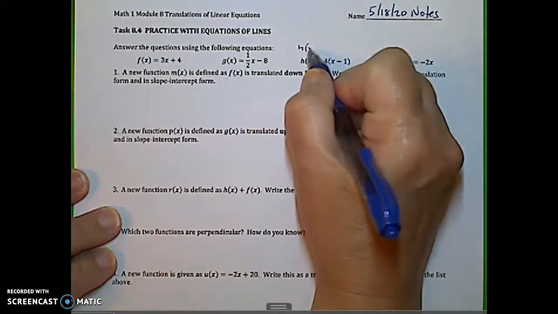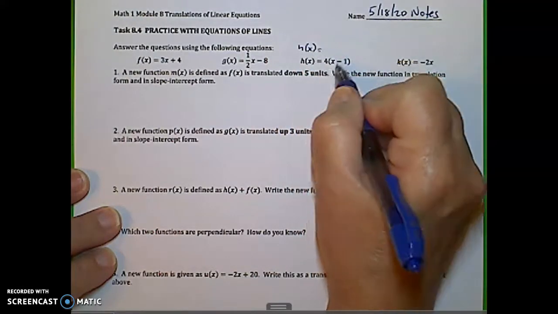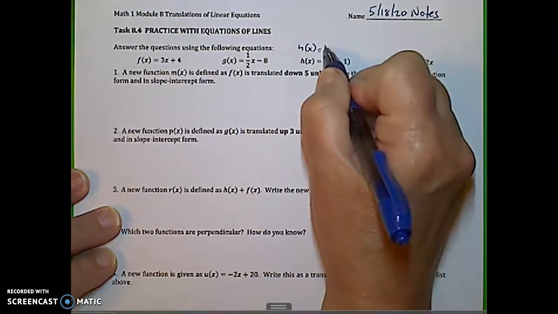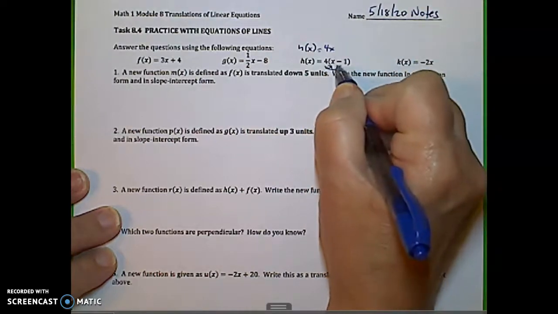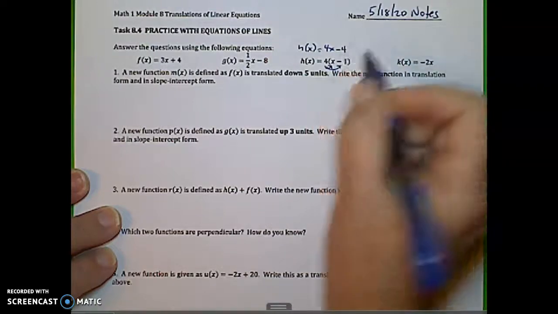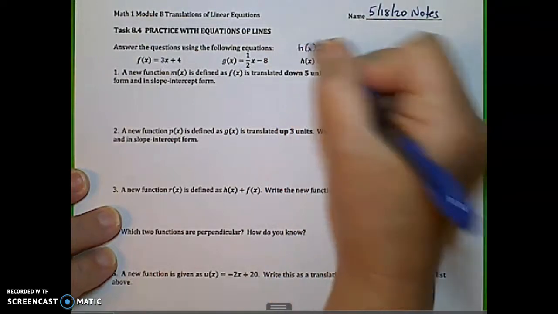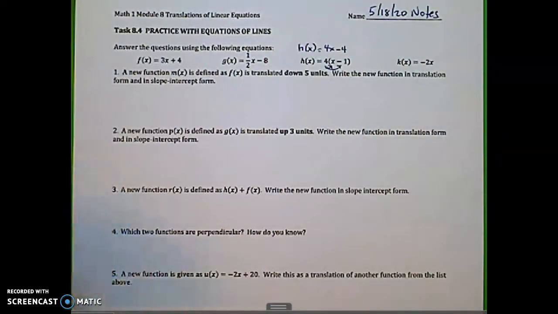So I'm going to use the distributive property. 4 times x is 4x. 4 times negative 1 is negative 4. So I'm just going to use this when I need it later on.